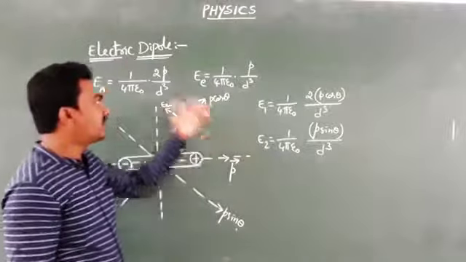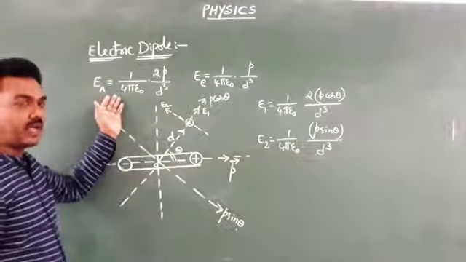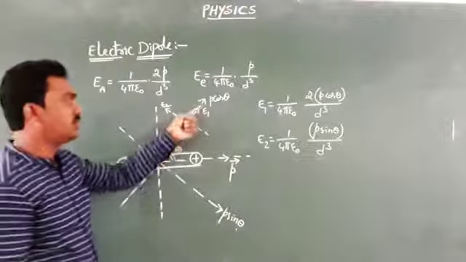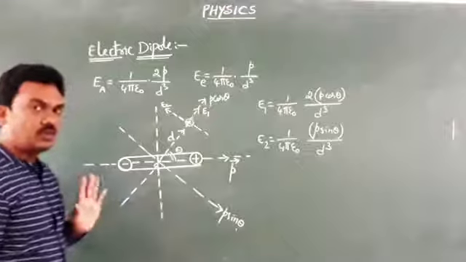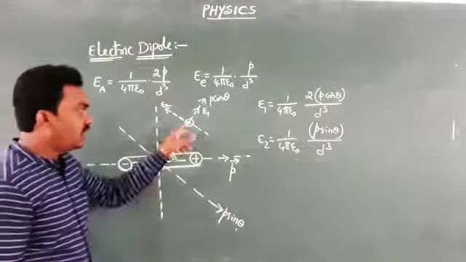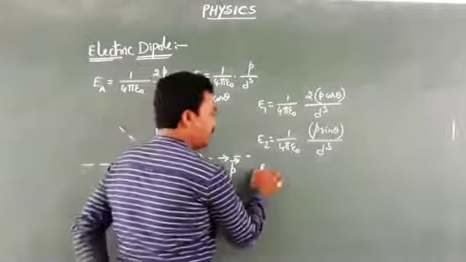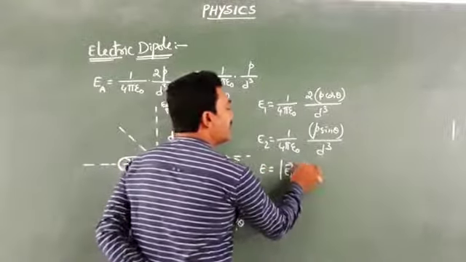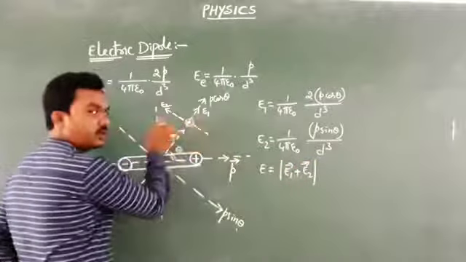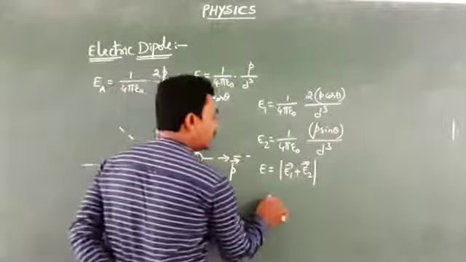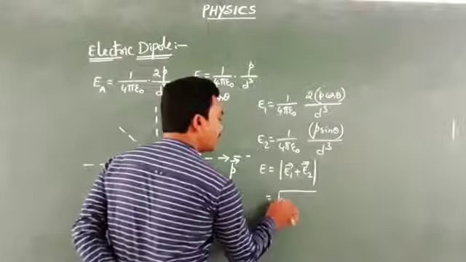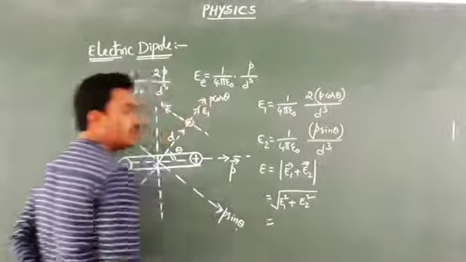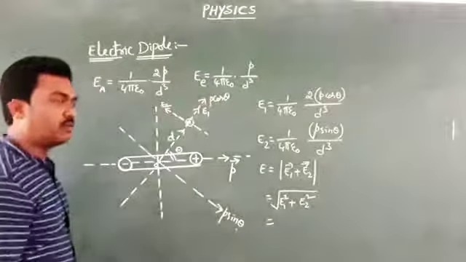So this is all similar to the equations for the axial line and equatorial line concept. But the dipole moment in one case is p cos theta, in the other case p sin theta. Hope you got the logic. Now the resultant field intensity at this point will be the vector sum of E1 bar and E2 bar, which are perpendicular. So this is equal to square root of E1 square plus E2 square. Hope you are well familiar with the calculation part.